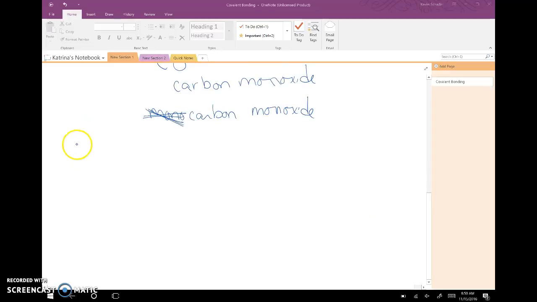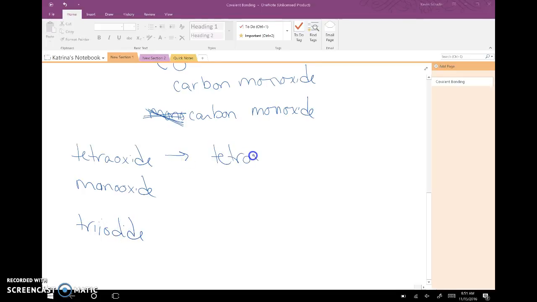The other thing that we said we had to watch out for were double A-O or double O-O, but double I was fine. Right, so this would become tetroxide. This would become monoxide. And this stays exactly as it is. Triiodide. There we go. Right, so this double vowel can't happen, this double vowel can't happen, but our double vowels with our I's are fine.